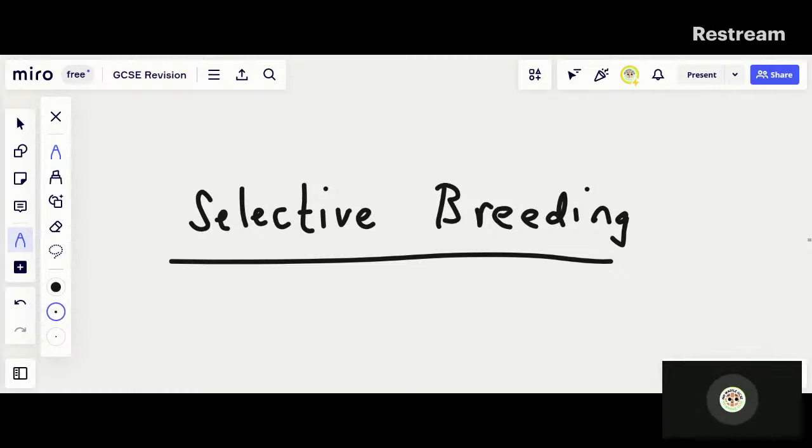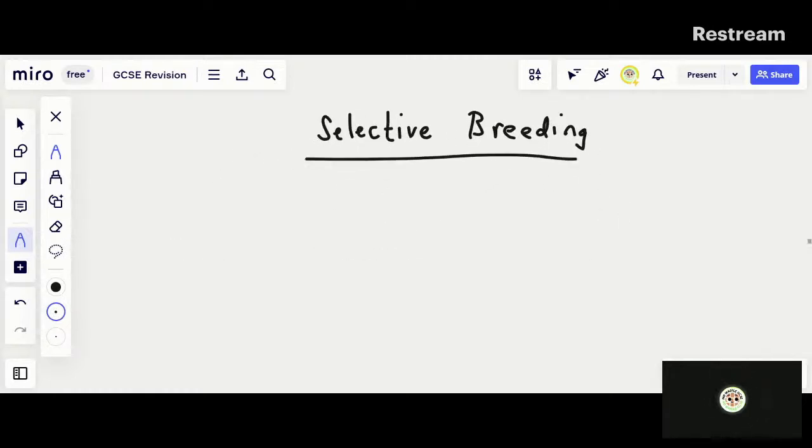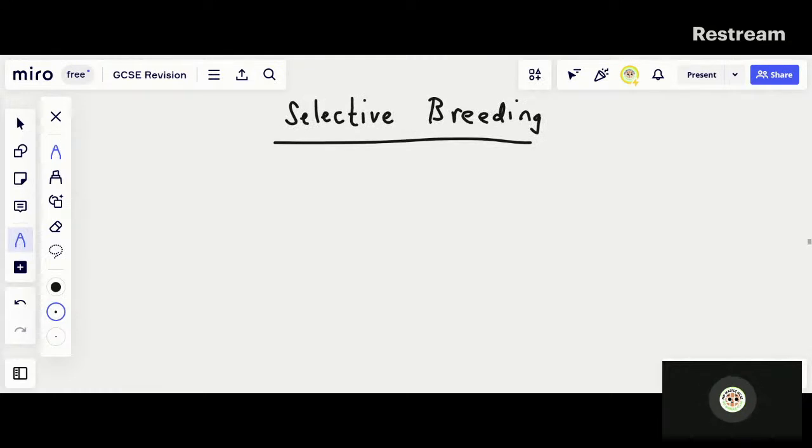Selective breeding is when humans artificially select the plants or animals that they are going to breed so that the genes for particular characteristics remain within the population. So, selective breeding is only possible when we have humans. And what happens is these humans artificially select characteristics in order to benefit us.